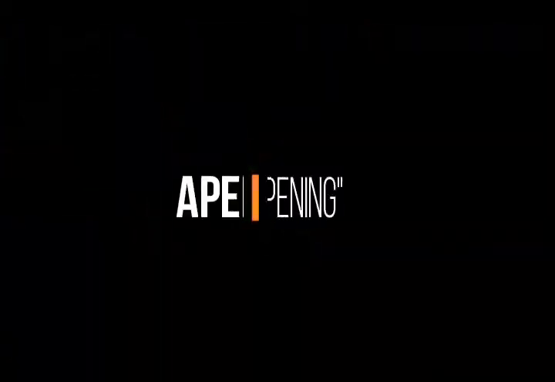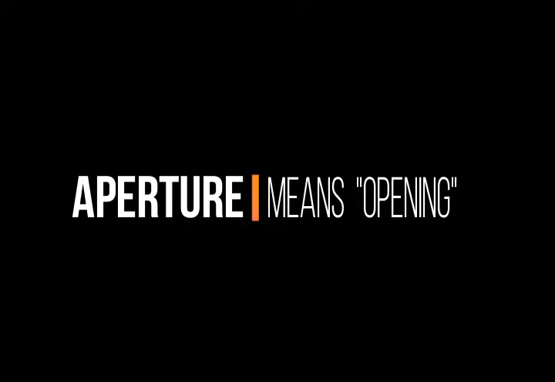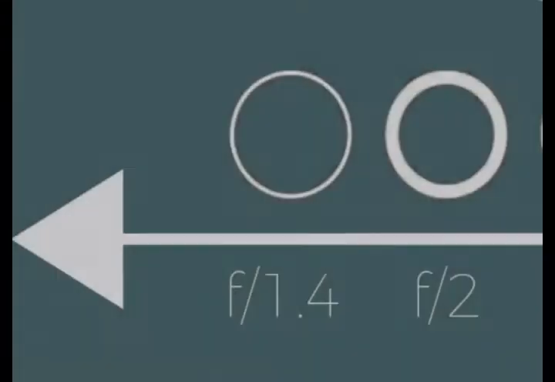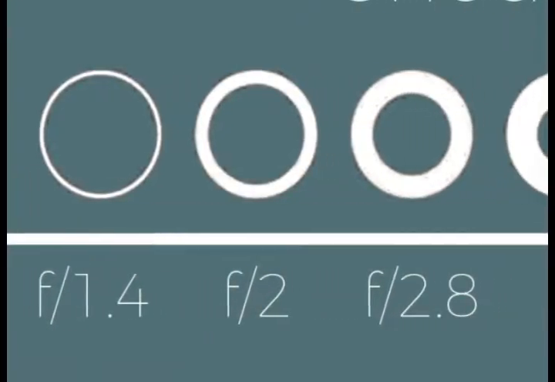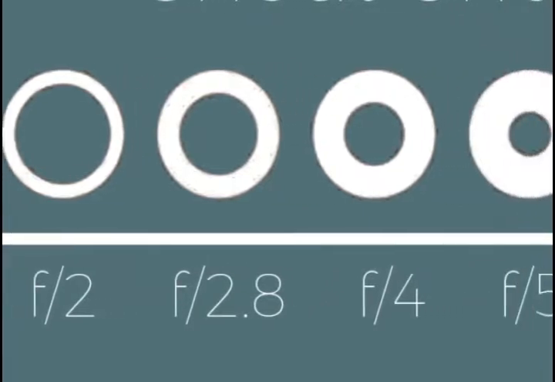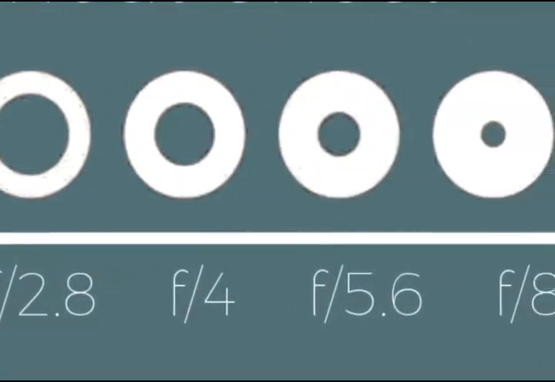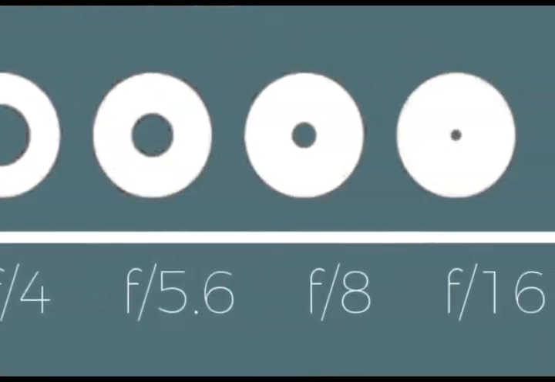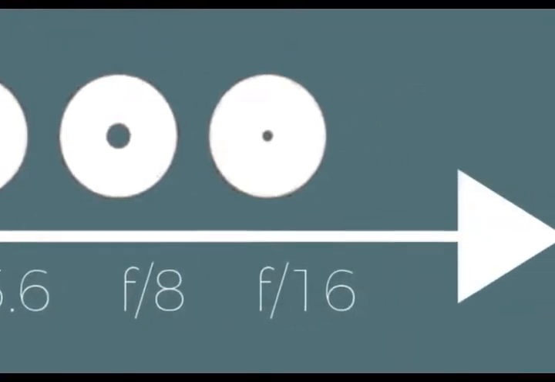Okay, you guys, today we're talking about aperture. The aperture is the measurement used to describe the size of the opening of the lens. A larger or wider aperture or opening lets more light pass through the lens. A smaller aperture or opening lets less light pass through the lens.